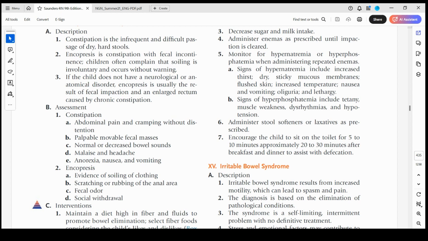Encourage the child to sit on the toilet. Sometimes you've got to sit for a little bit, right? Don't just rush off. And that seems to be a problem. He doesn't even want to go to the bathroom and sit because it's so uncomfortable. But after they get those enemas or those laxatives, when they feel that urge, they really need to sit there for 5 to 10 minutes, 20 to 30 minutes after breakfast and dinner to assist with defecation.